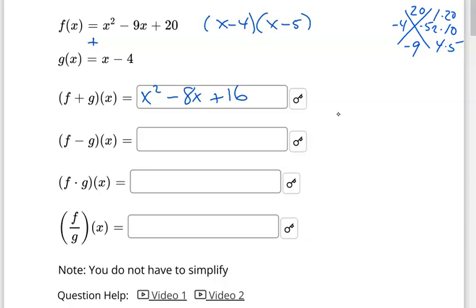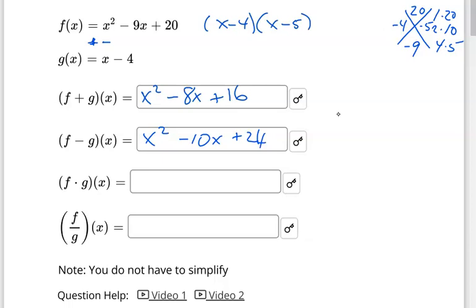Same thing with subtraction. Change this into a subtract vertically. There's still only 1x squared around, so we leave it. And now we're doing a minus 9x minus another x, so that becomes a minus 10x. And plus 20 minus a negative 4 means I'm adding 4, so that becomes a plus 24. Okay, so that's f minus g.